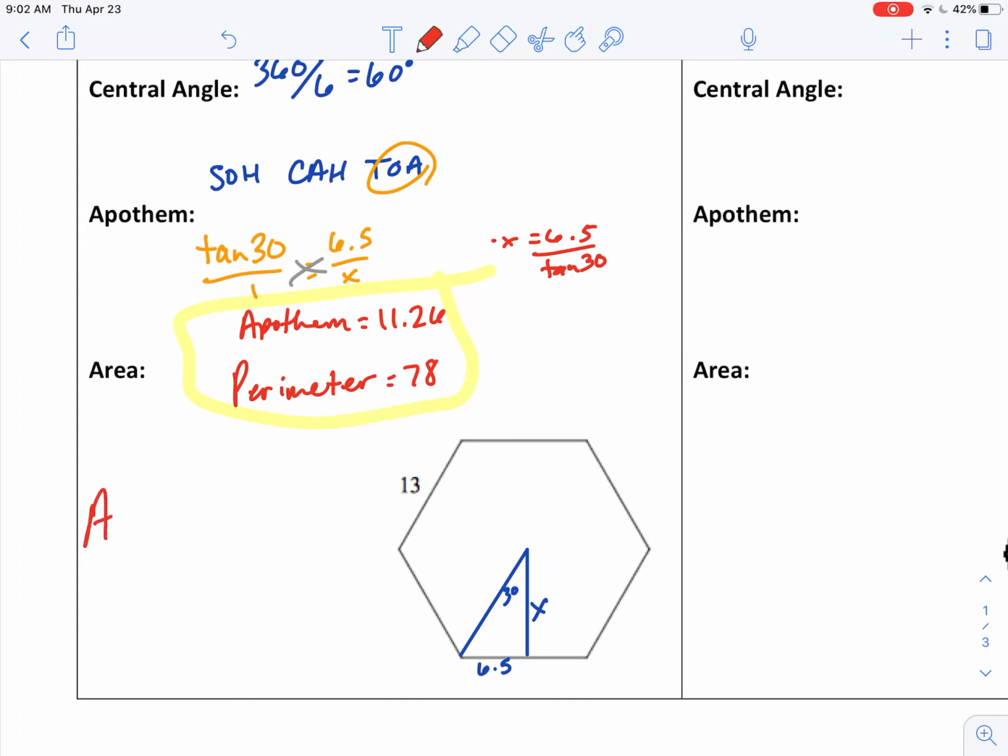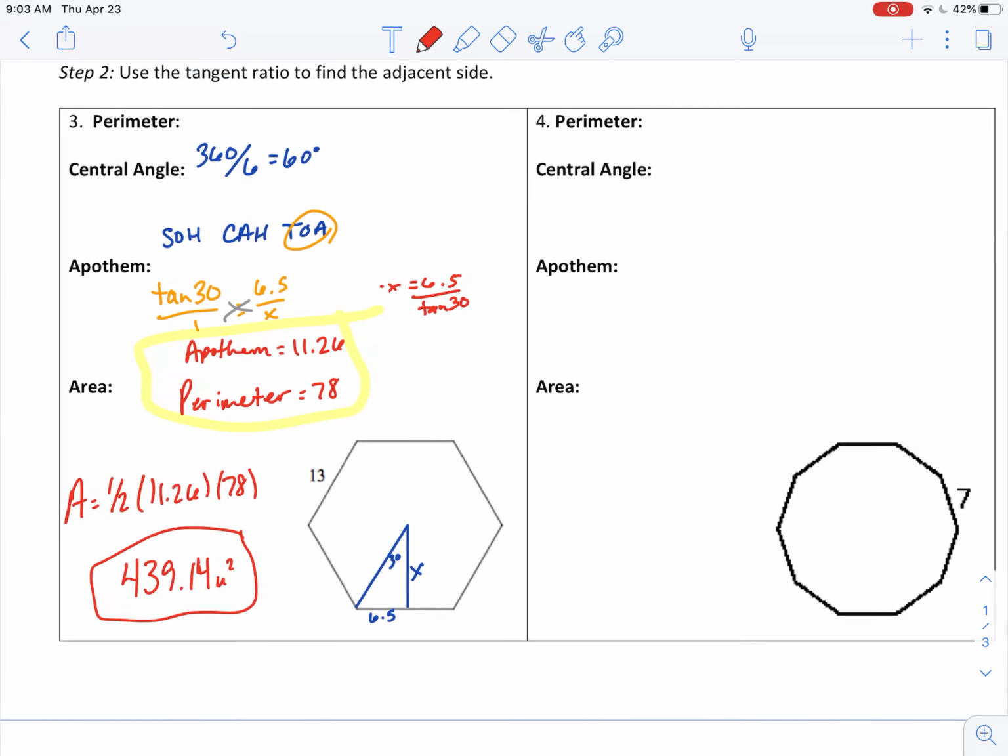My perimeter, I can find: 13 is my side length times 6 sides, gets me 78. Now the area is 1/2 times apothem times perimeter, which is 439.14 square units.